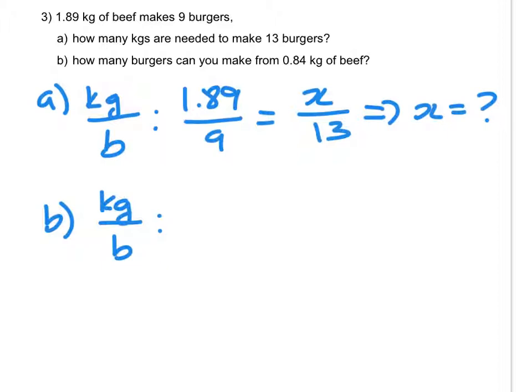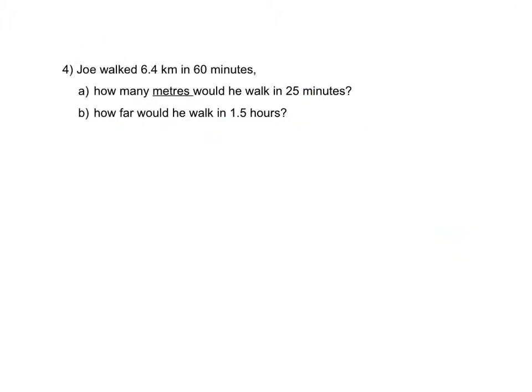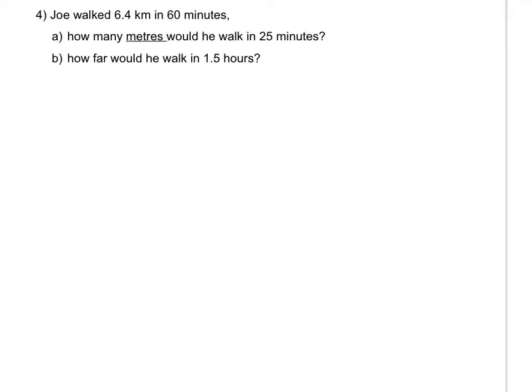That's a B, by the way, which maybe I'll change to this type of a B because I know it confuses people. I'll do a cursive B, just because people sometimes think it's a 6. So what have we got? We've got 1.89 kilos makes 9 burgers, and we want to know how many burgers from 0.84. So 0.84 kilograms, how many burgers? Solve it by using your calculator. So let's see. This one.